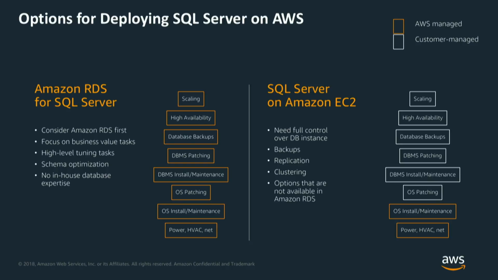So let's get started. Let's first talk about all the options for deploying SQL Server on AWS. First, the managed service option: running Amazon RDS for SQL Server means that we take care of everything. We take care of scaling, high availability, database backups, DBMS patching, install and maintenance, as well as OS patching, and obviously everything hypervisor and below.